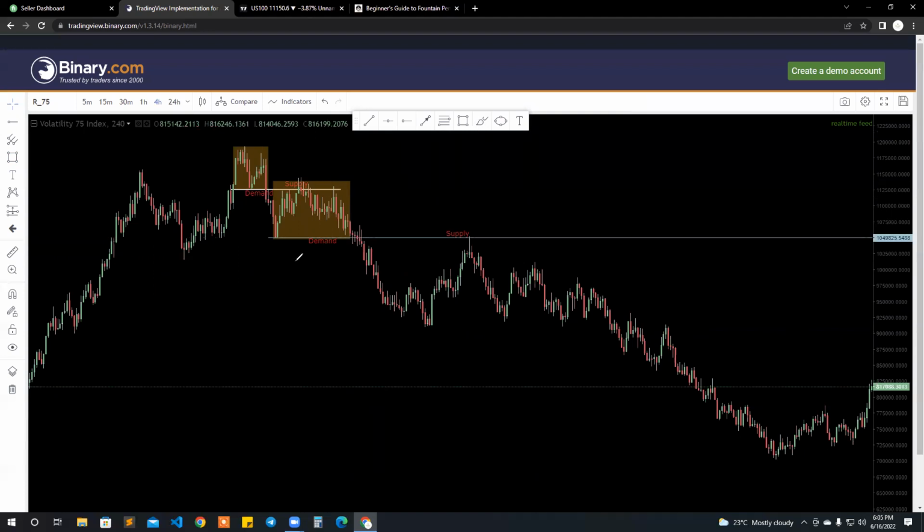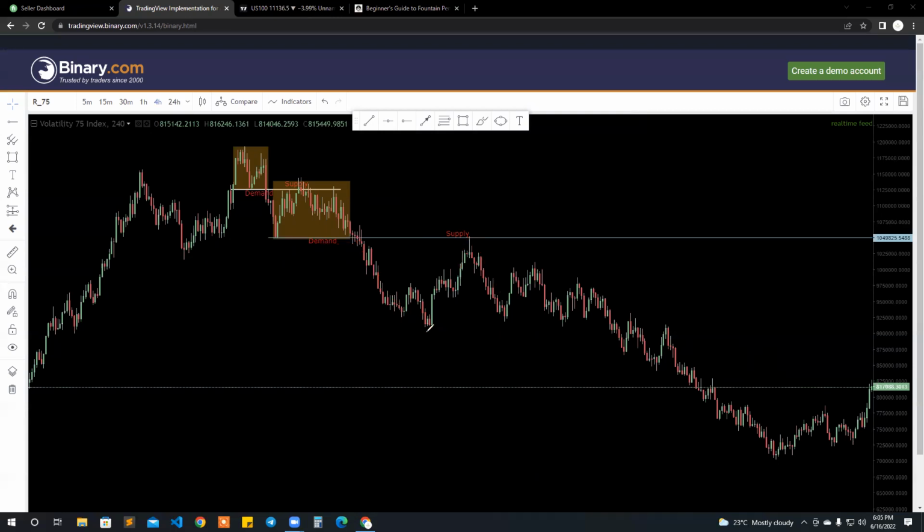Since this demand or swing low here was broken, the market came down. They created a new low or demand, and they said, guys, we need a supply, because the market is moved by supply and demand. If there's so much demand for something, the price will hike. If there's so much supply for something, the price will drop. That's how the market works.